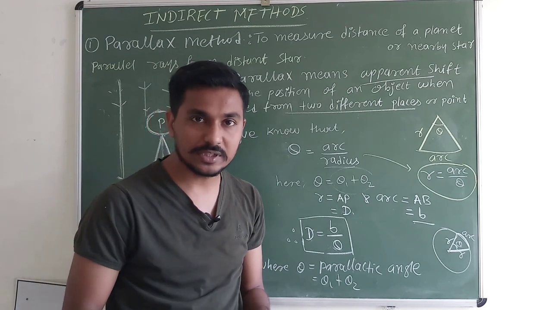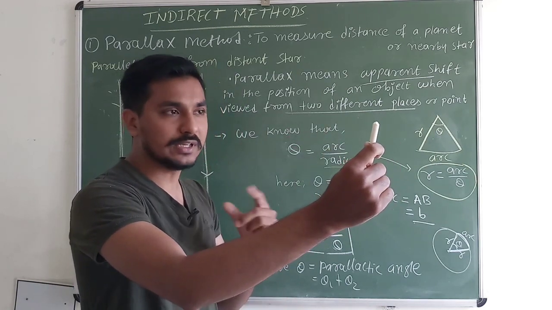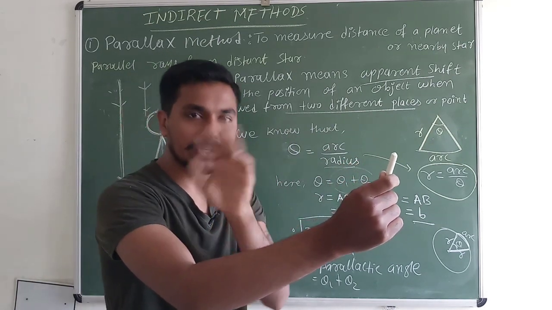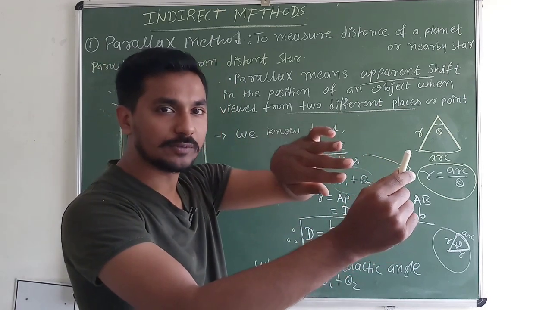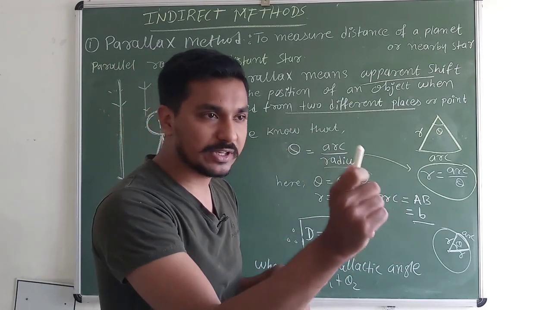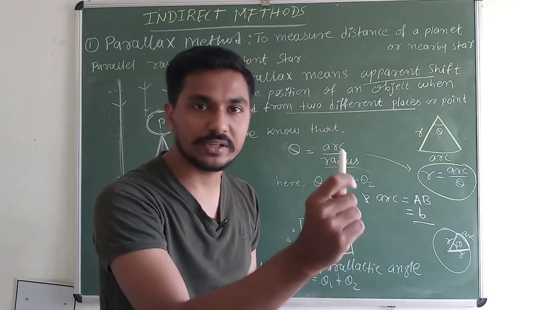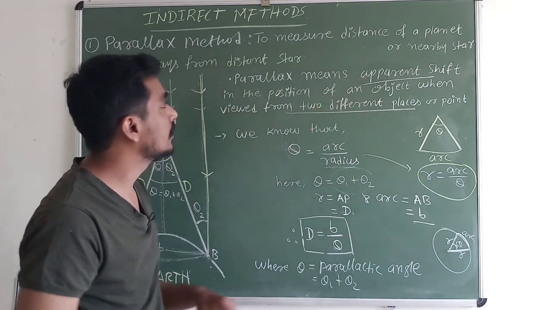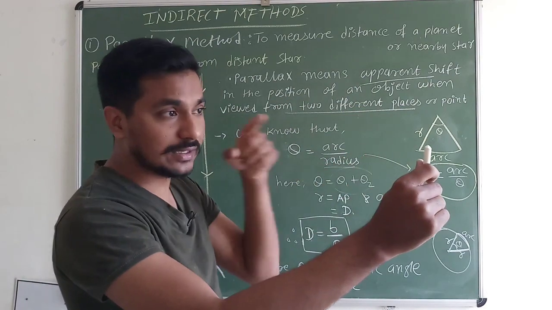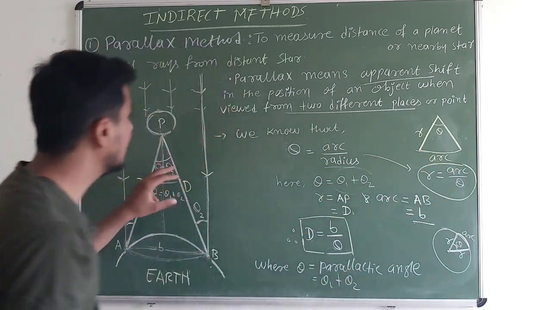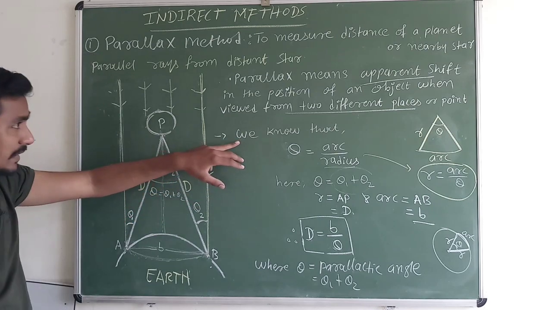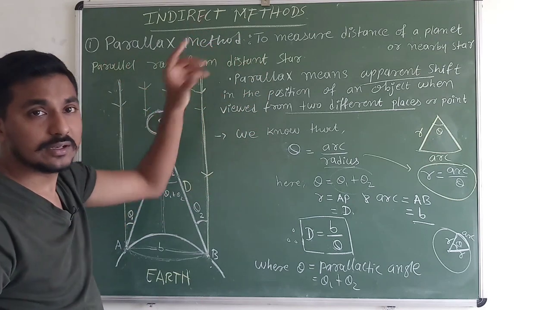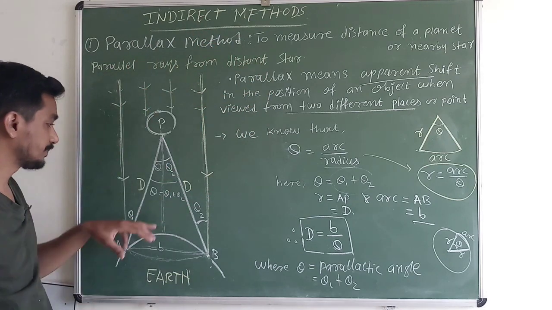If we try to observe anything with one eye, we will see it at some position, and then if we observe with the other eye, we will see that it is shifted. That shift is apparent; the object is not actually shifting, right? That apparent shift is called parallax, and that angle we call the parallax angle. So this simple phenomenon we can use to calculate the distance of a planet.